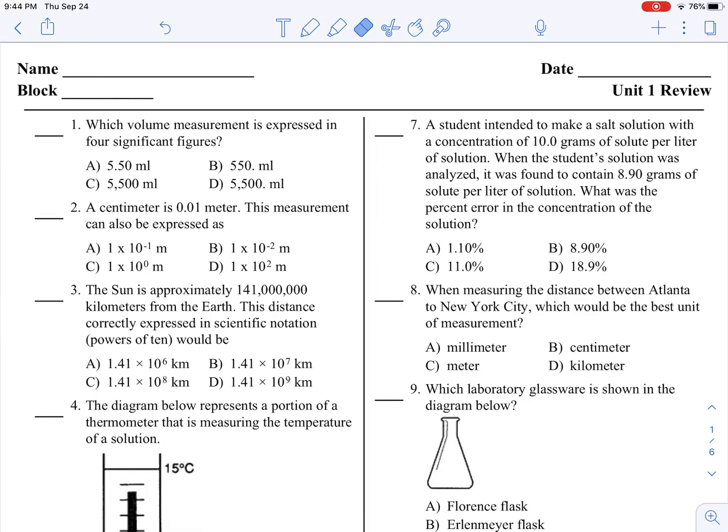Okay, so welcome. This is the Chapter 1 review. All the answers are already on the answer key, but this is just helping you go over them. Okay, here we go. Make sure you've got a reference table and a calculator.